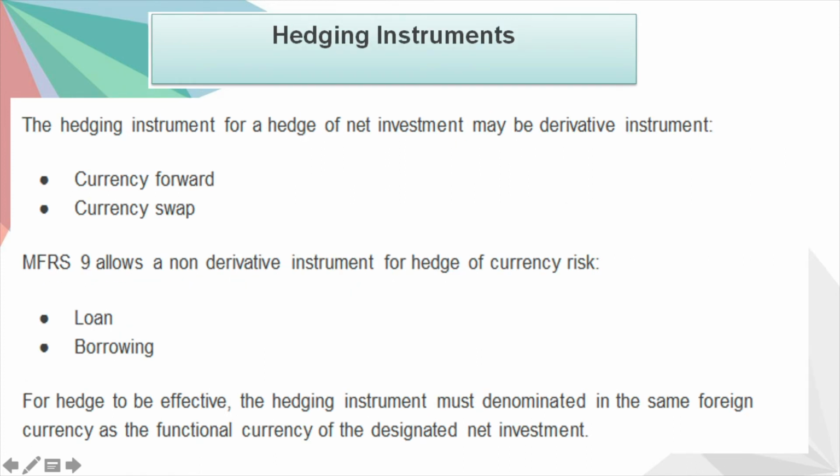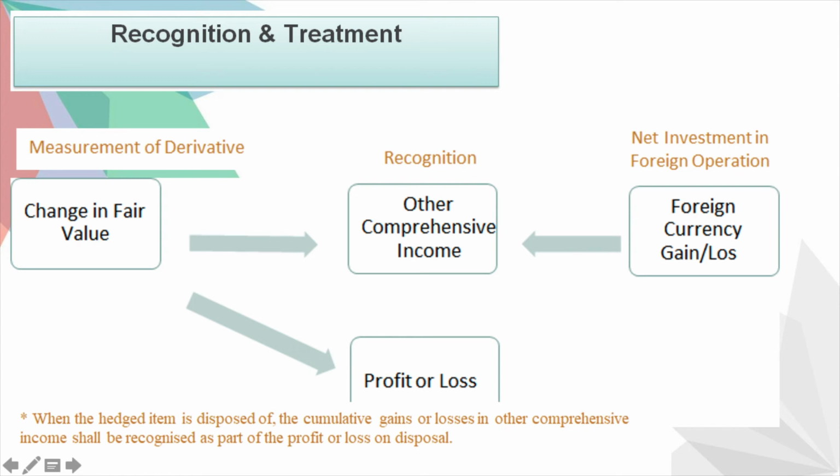Hedging instrument. The hedging instrument of the hedge of net investment may be a derivative instrument, of which there are two: first is currency forward and the second is currency swap. According to MFRS 9, a non-derivative instrument is allowed as a hedge of currency risk for loan and borrowing. For the hedge to be effective, the hedging instrument must be denominated in the same foreign currency as the functional currency of the designated net investment.